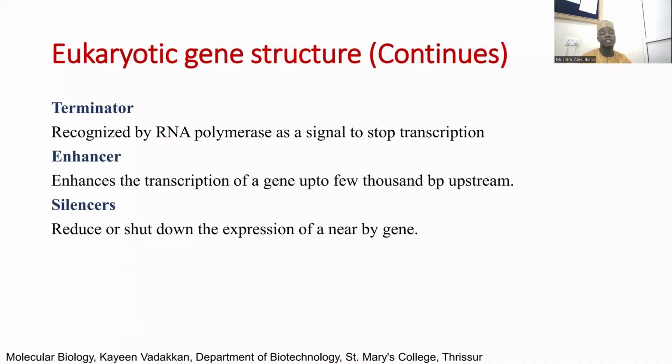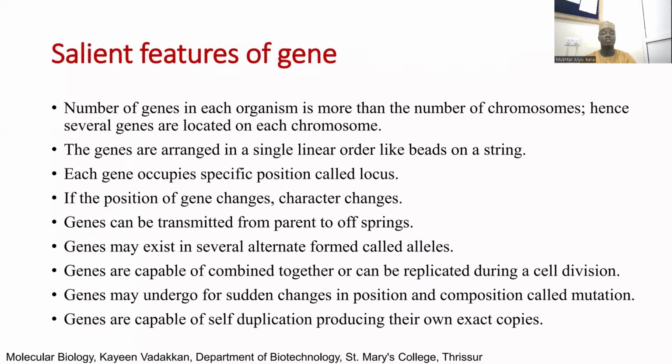And then we have the terminator region. The terminator region is recognized by RNA polymerase as a signal to stop transcription, and we have enhancers, which enhance transcription of a gene up to a few thousand base pairs away. And then there is also the silencer, which reduces or shuts down the expression of a nearby gene. So ladies and gentlemen, these are the salient features of genes.